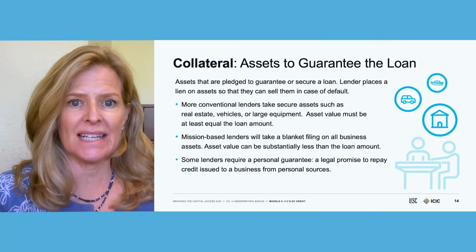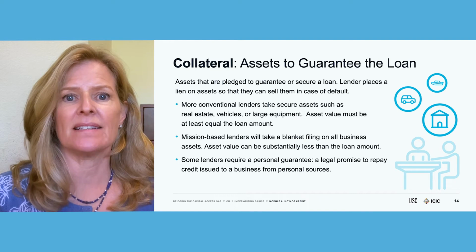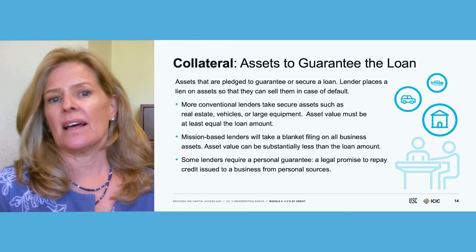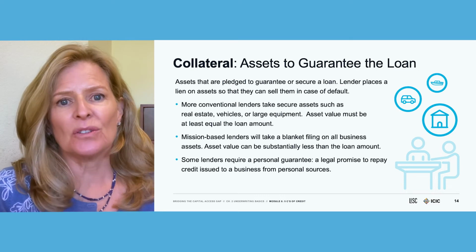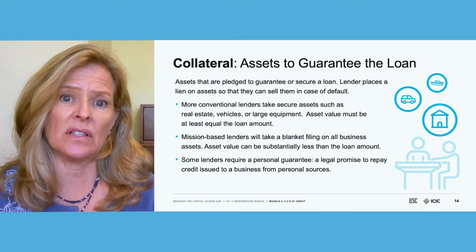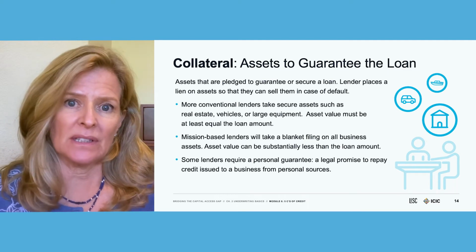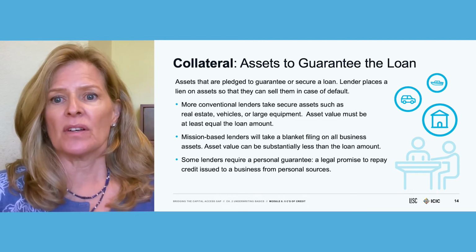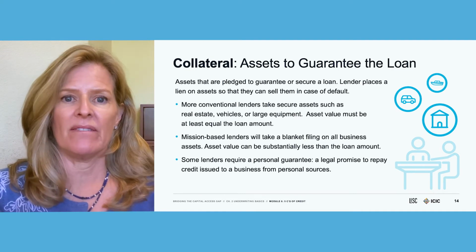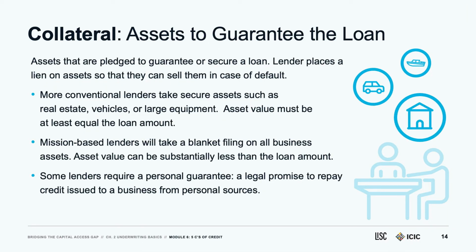Our third C is collateral, which are assets pledged to guarantee the loan. A lender places a lien on assets so they have a legal right, if they need to, in situations of default, to go and collect the collateral and liquidate it or sell it. So conventional lenders like secure assets such as equipment, vehicles, real estate, things like that. And the asset value often for conventional lenders has to be equal to the loan amount.